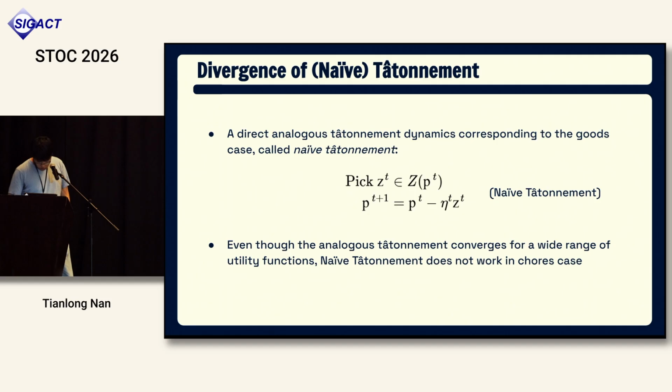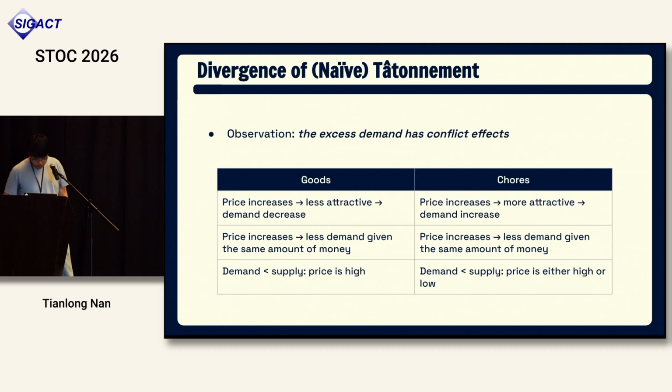We know that in the goods case, the tâtonnement is very powerful, and it converges very well over a range of the utilities. While in the chores case, it doesn't work, and that's kind of known in previous papers, but I don't know whether they formally studied it. So why is this the case? Here I go with an observation, and I believe it delivers some insights on this problem.